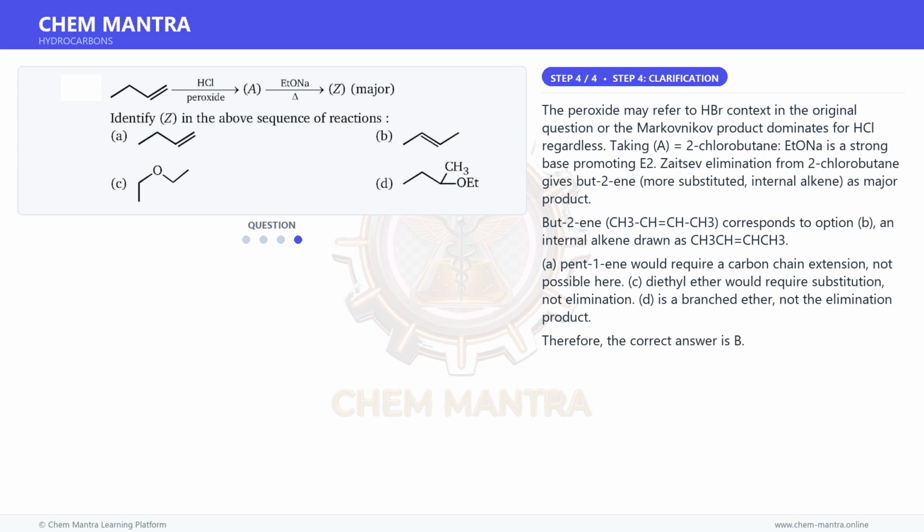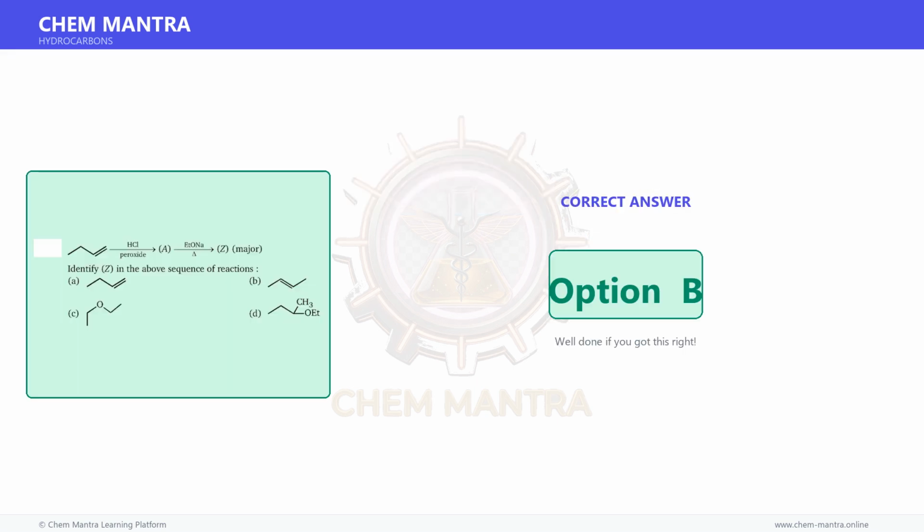Pent-1-ene would require a carbon chain extension, not possible here. C. Diethyl ether would require substitution, not elimination. D. Is a branched ether, not the elimination product. Therefore, the correct answer is B. Therefore, the correct answer is option B.